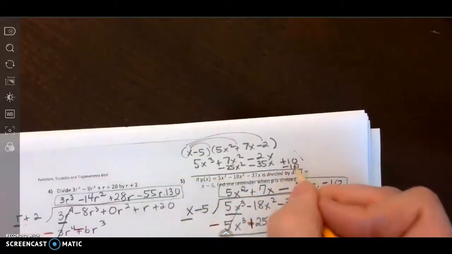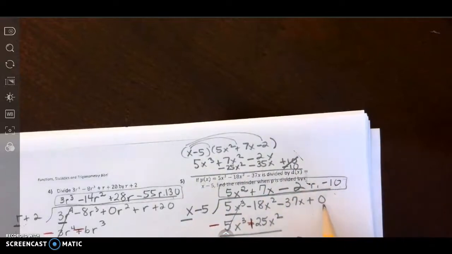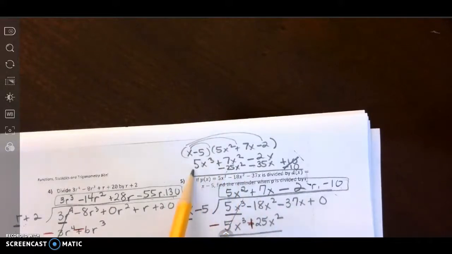When I add all that together, that gives me 0, which is what I had. Negative 37x. I have negative 18x squared and positive 5x cubed. So it checked out. All right.